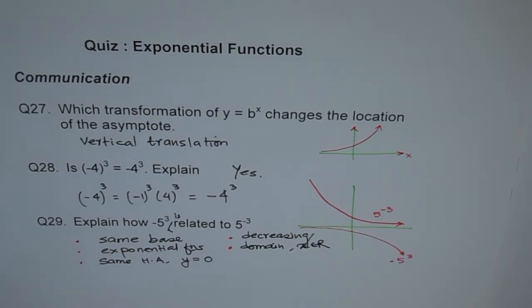So there are so many things which make them similar and they are related, right? They are related mainly because they have the same base and both are exponential functions, right? And as we can see, we can derive other characteristics from here, correct? So these could be very interesting things to relate the two.